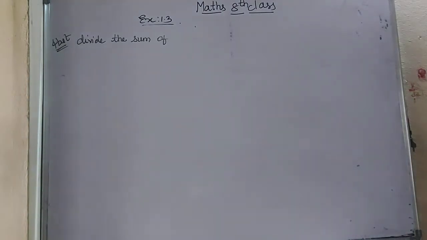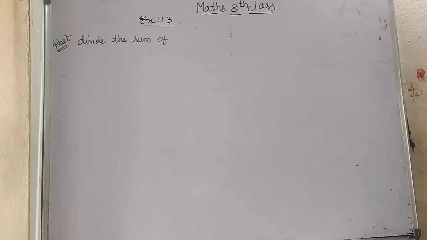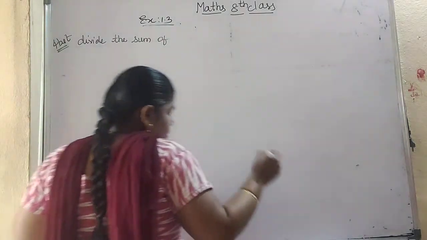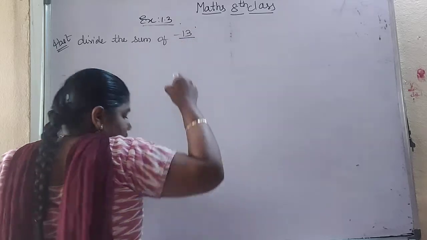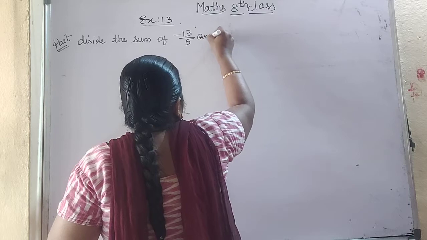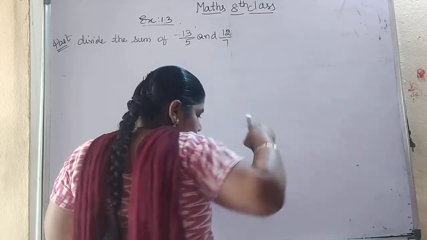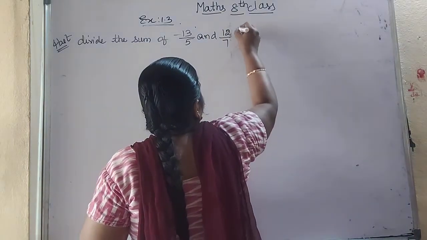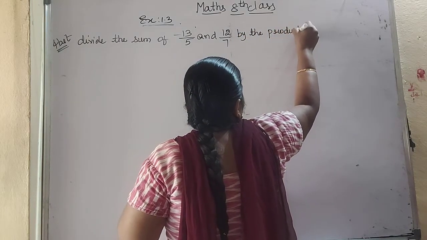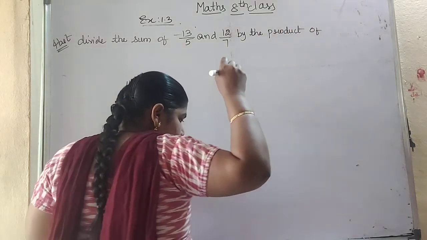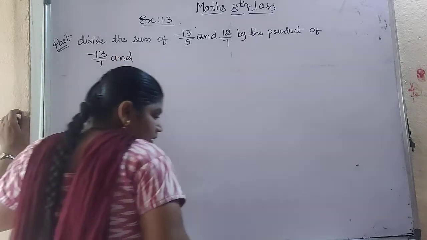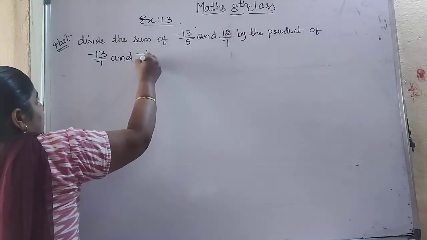Divide the sum of minus 13 by 5 and 12 by 7 by the product of minus 13 by 7 and minus 1 by 2.